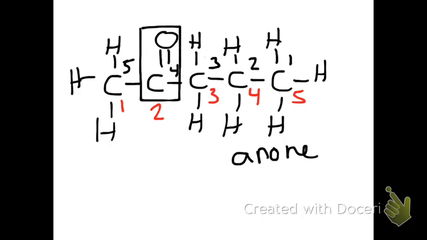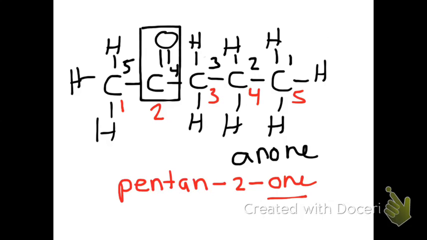Alright, so how are we going to name this? There's 5 carbons, so that's got to be pent. And then you're going to put the 2 with dashes, and then O-N-E to allow us to know that it's a ketone, it's on the 2nd carbon, and it has a stem of 5 carbons in the chain. That's basically how you're going to name this. Okay, write this out.